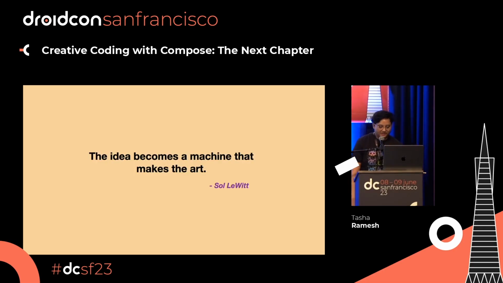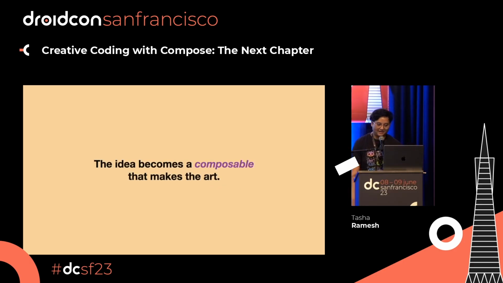Sol LeWitt was a conceptual artist, and he once said that the idea becomes a machine that makes the art. For us, this is true. Since we're going to be using Compose, we'd want to say that the idea becomes a composable that makes the art.